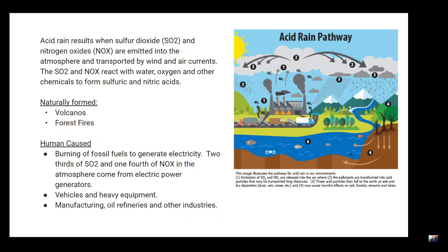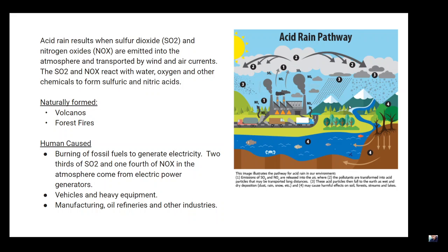That's really the biggest key point, is those two mix with gases and solids or liquids, and then they make them more acidic. Naturally, we get acidic rain due to volcanoes and forest fires. They put those elements into the atmosphere, and then when they react with water or gases, it becomes acidic. But human cause is usually the burning of fossil fuels to generate electricity.